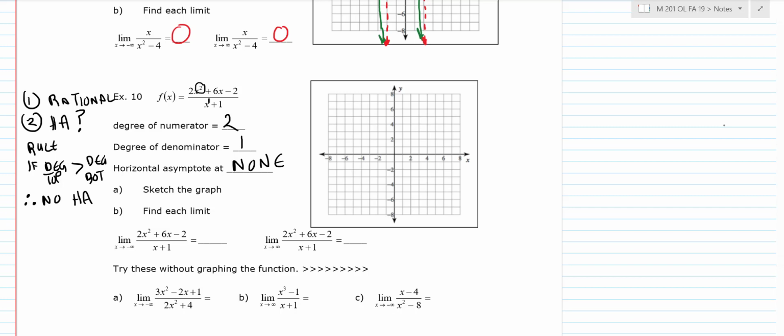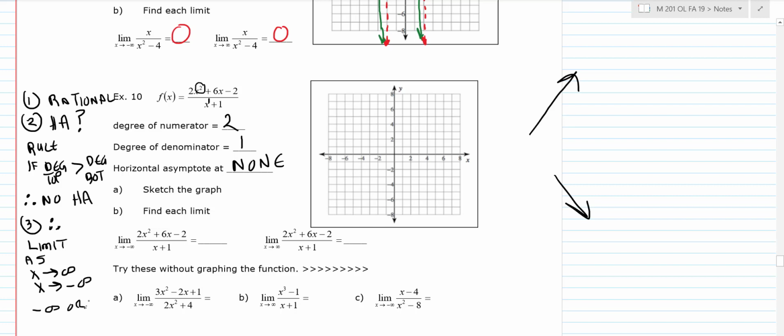Now I'm going to show you a couple of things on this to get you started here. What'll happen in this case is the graph is either going to go this way or it's going to go that way. So the answer to these limits is either going to be, and this is another conclusion you draw, therefore the limit as x goes to infinity or x goes to negative infinity is either going to be negative infinity or positive infinity.